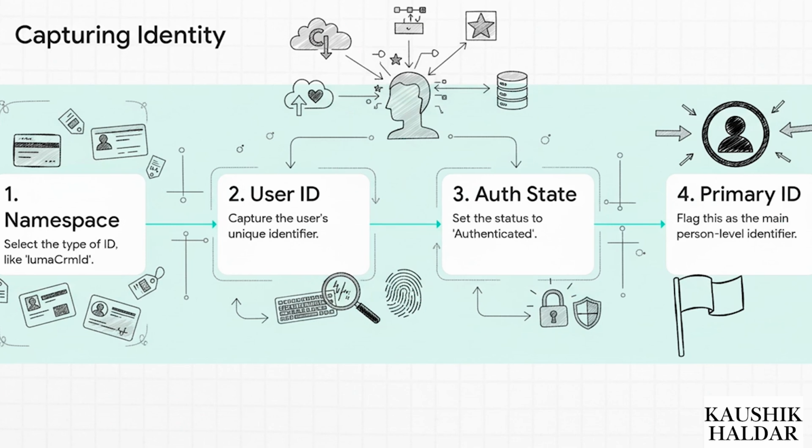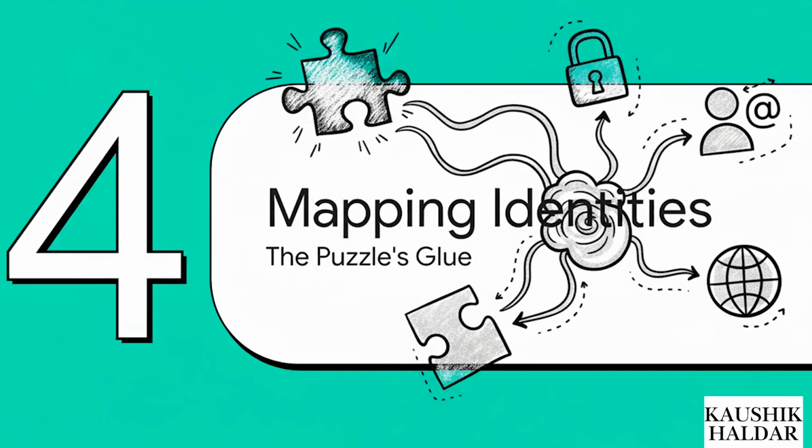After that, it officially flags you as authenticated, and this is the big one. It designates this known ID as the primary, the main identifier for you as a person. And in that one instant, the anonymous ECID from before gets a real name attached to it. So we've got our anonymous IDs and we've got our authenticated IDs. But how do they actually get stuck together?